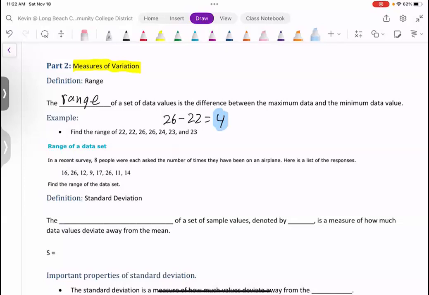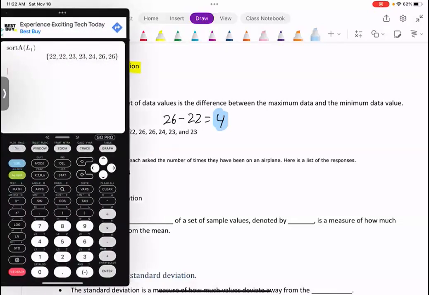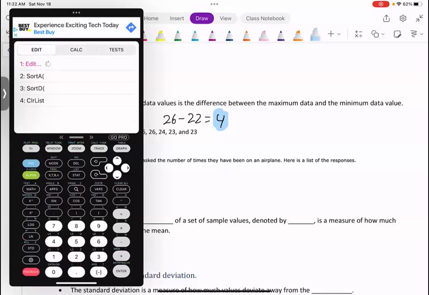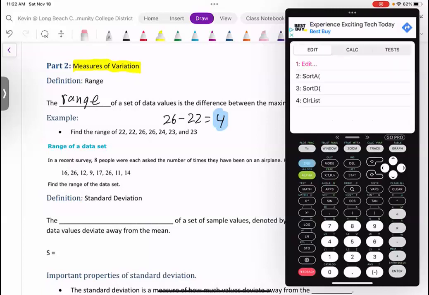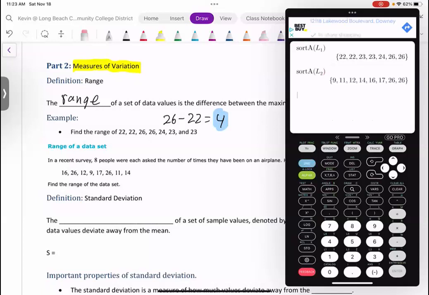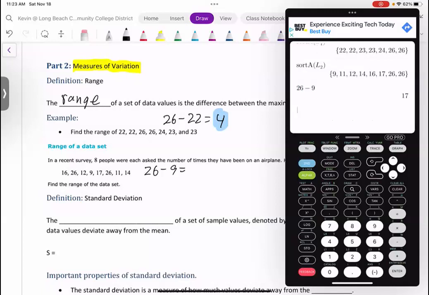In a recent survey, 8 people were each asked the number of times they have been on an airplane. Here are their responses. Find the range of the data set. So once again, I put this data into list 2. I'm going to sort list 2, stat, sort A, and 2 is going to be second L2. So I'm going to take 26 minus 9, which gives me a range of 17.